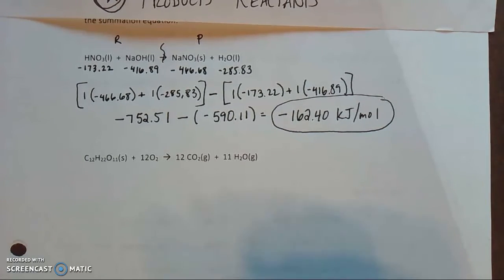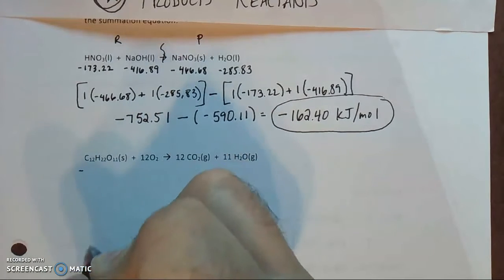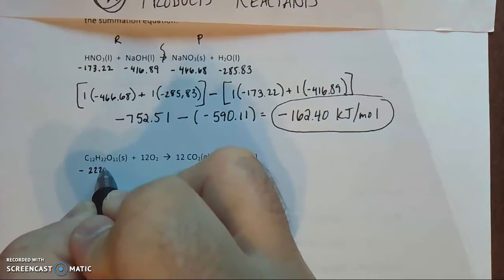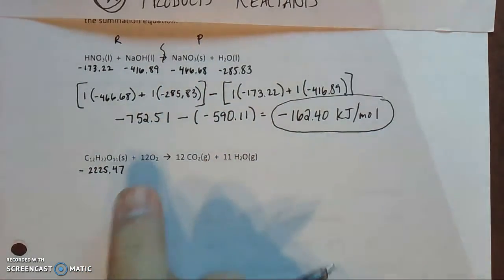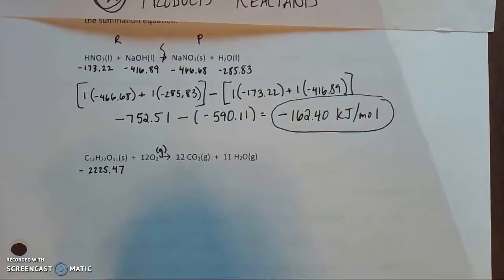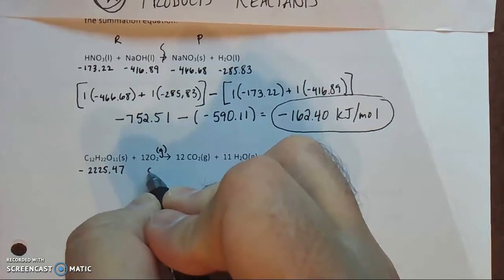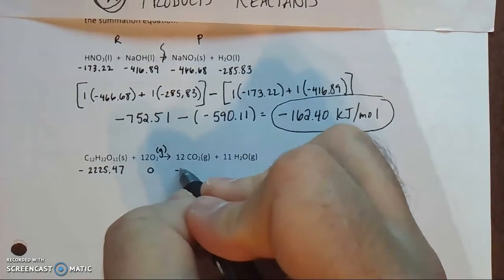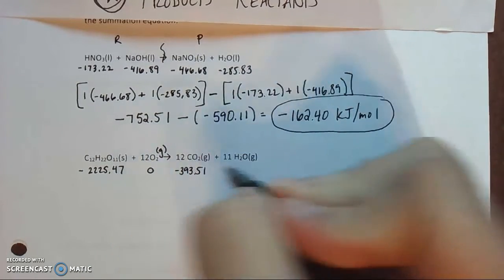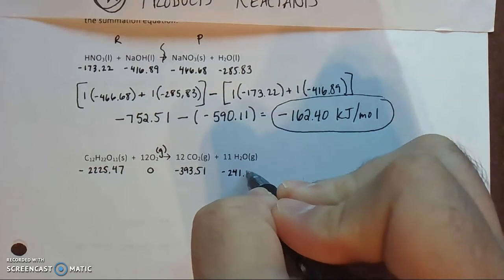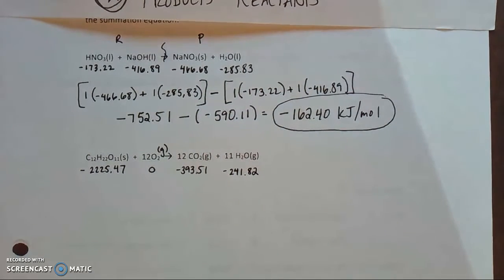So with this, for sucrose, negative 2,225.47. Oxygen, we should have a little g beside there, I forgot to add that in, but that is in its standard state. When you look that up, it should be 0. CO2, negative 393.51. And H2O as a gas, negative 241.82.